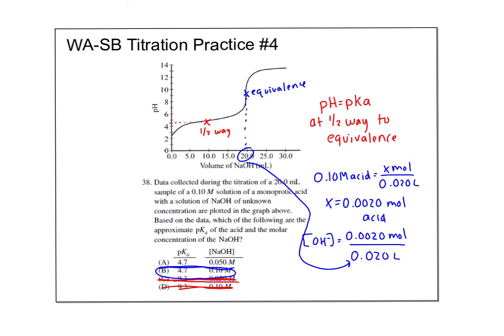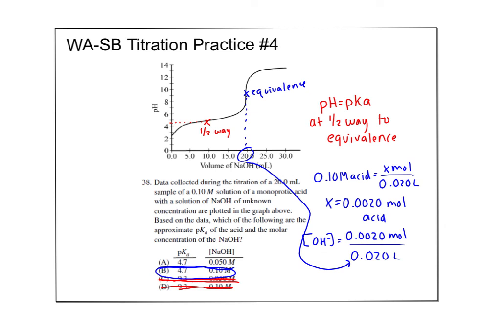And then at the halfway to the equivalence point, the pH equals the pKa. So if I find that the pH was, I don't know, 4 point something, almost 4.5, 4.7 maybe, that means the pKa equals the pH at the halfway. So letter B is your best choice because the pKa is 4.7, that's the pH at the halfway, and then 0.1 molar is what we get at the equivalence point.